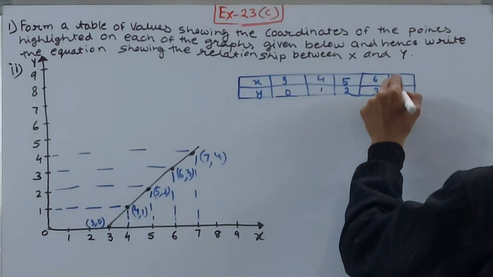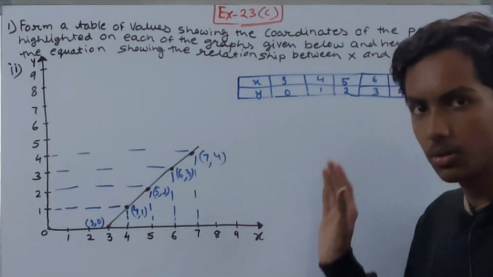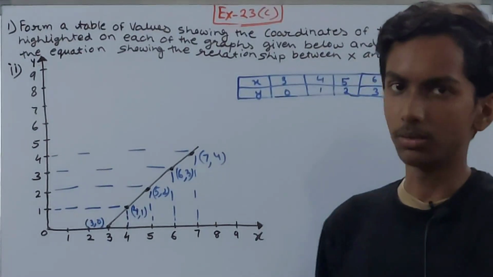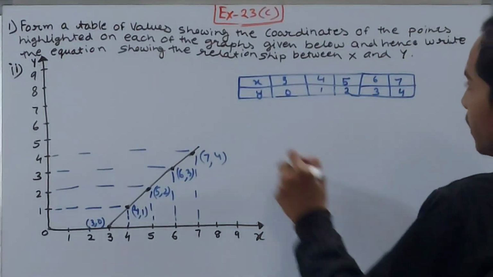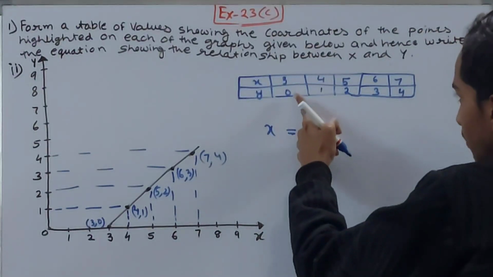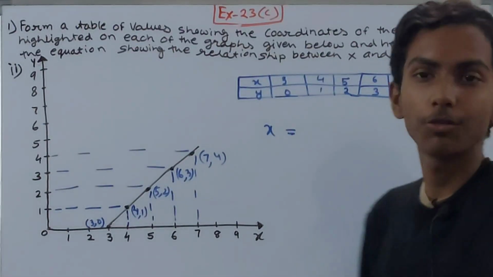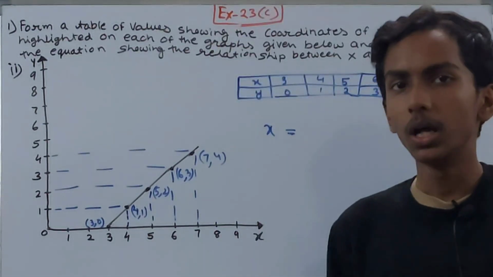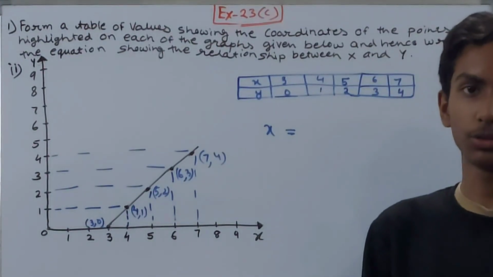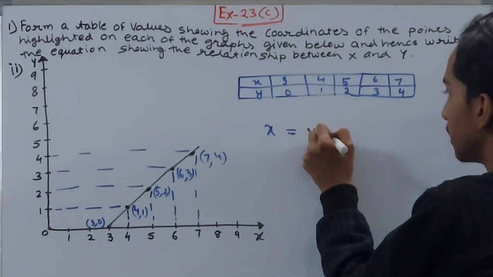7 on the x-axis, 4 on the y-axis, right? Now see here, this is all the points that you have got. We have to create the relationship also, the equation we have to write down. Just look at the values and you can create an equation. You can see all the times the value of x is 3 more than the value of y. Yes or no? 3 more. That means y plus 3. Yes, 3 more than y. So x equals y plus 3, right?